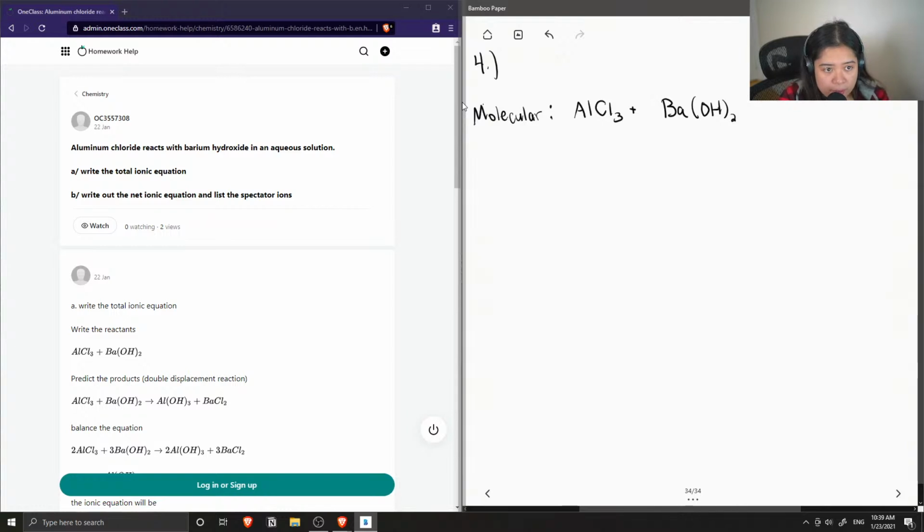And if a double displacement reaction occurs, so let me just make some space to write in all the states. Okay, so when a double displacement reaction occurs, then our aluminum will now be paired up with our hydroxide. So now we have aluminum OH3, and we don't know what state it's in yet. And the same thing with our barium chloride. And again, I'm just going to put its state in brackets.